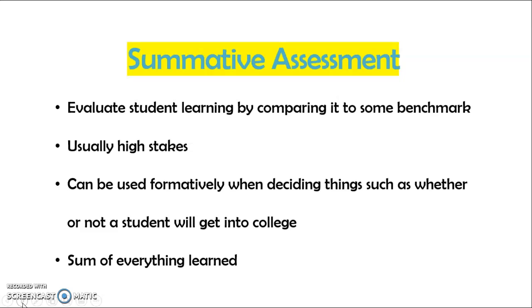A summative assessment is also an assessment that evaluates student learning, but basically it is comparing it to some benchmark like the criterion reference test that we talked about earlier. It is usually a lot more high stakes. It can be used for things such as if a student can get into a certain college or move on to the next grade level. And basically, it's one and done. You don't get a second chance with summative assessments. An easy way to remember this is summative assessment is the sum of everything learned.